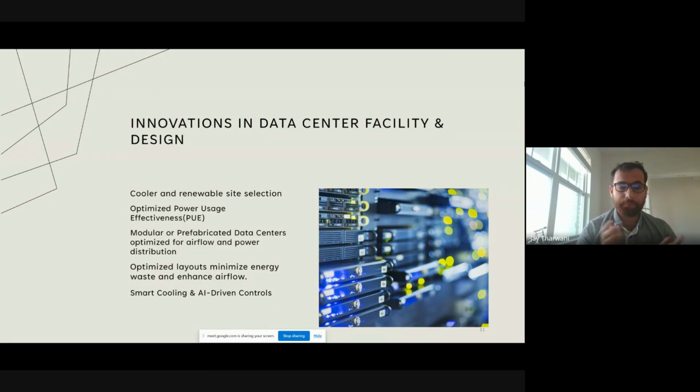Right, and you have optimized layouts which minimize your energy. A lot of research has been done on how you fabricate these individual cells and the racks you store inside those cells so that it minimizes energy waste. And then AI is also helping the data center.